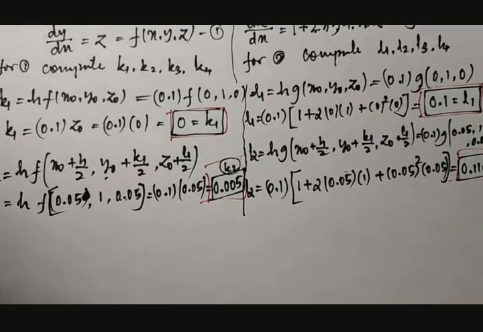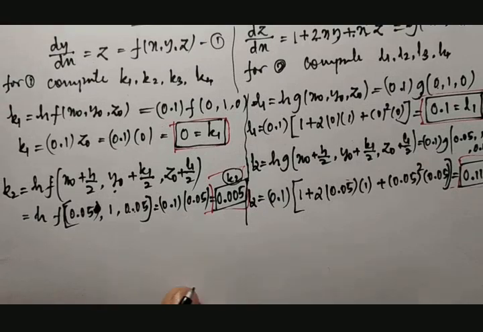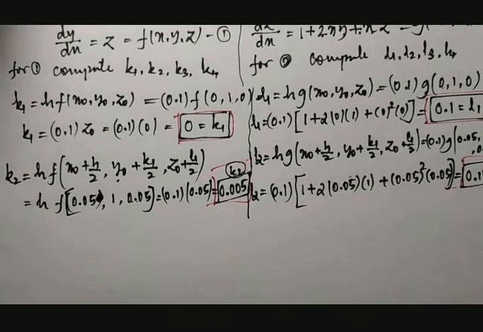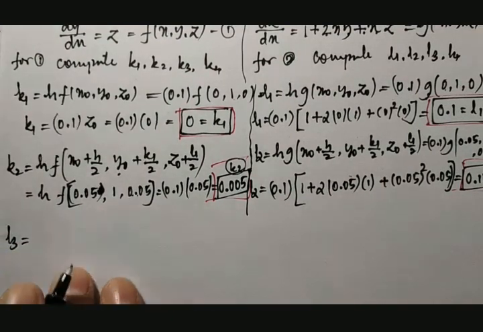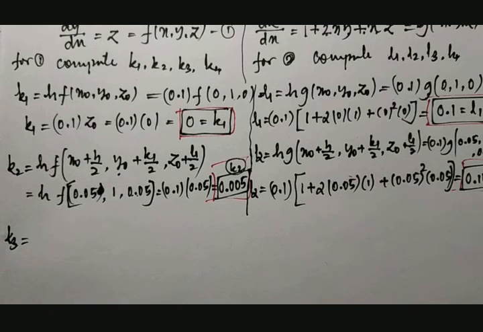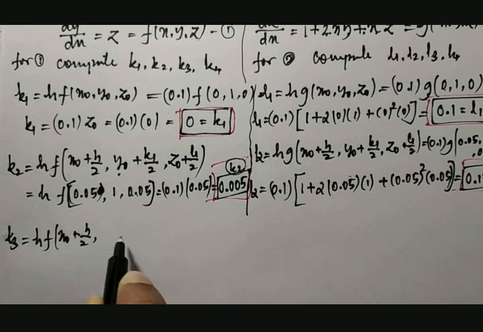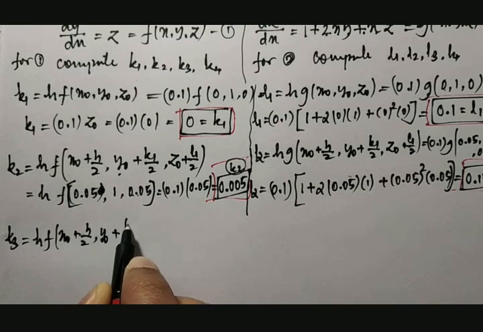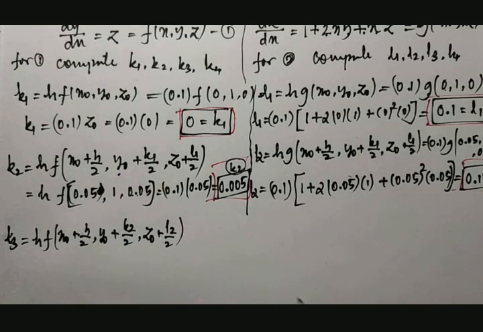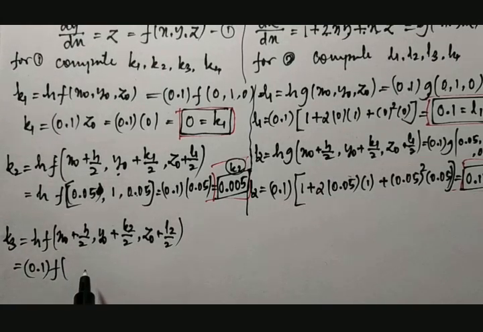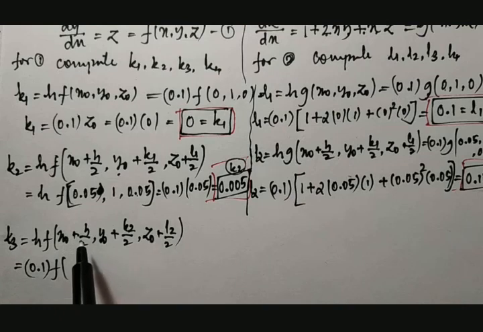Then we'll move to K3. Let us see what K3 is now. K3 is equal to h into f of x naught plus h by 2, y naught plus k2 by 2, z naught plus L2 by 2. So which is equal to 0.1 into f of x naught. X naught is 0. H is 0.1. 0.1 by 2 is 0.05.